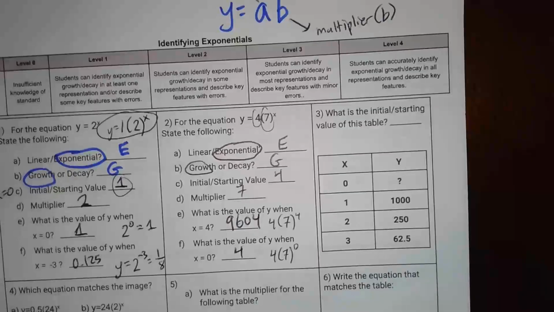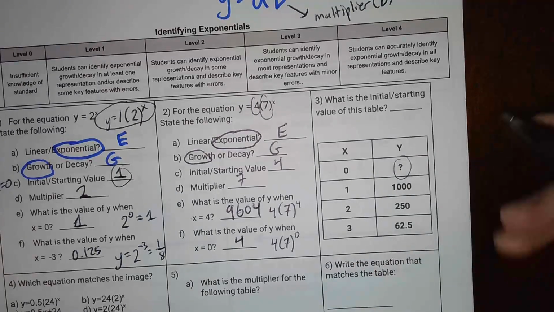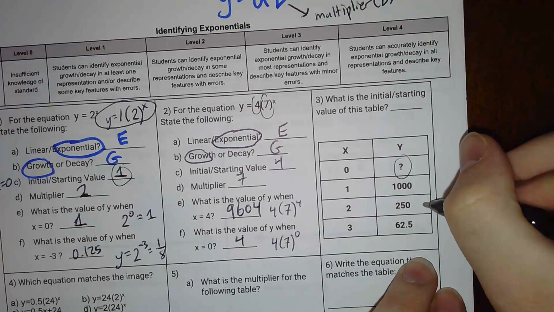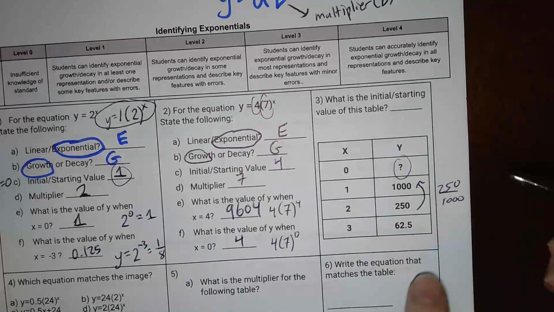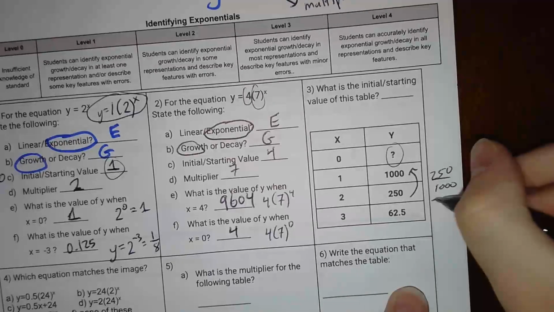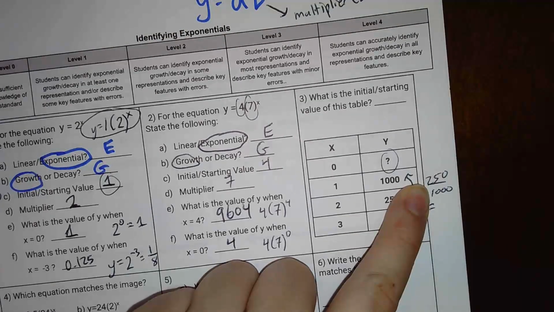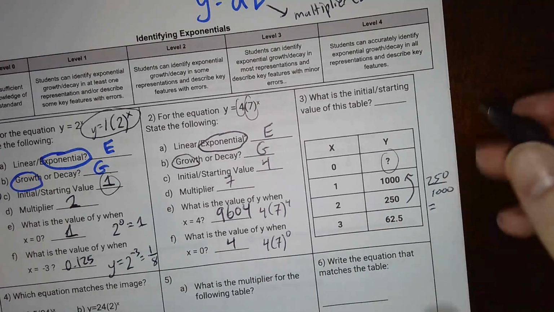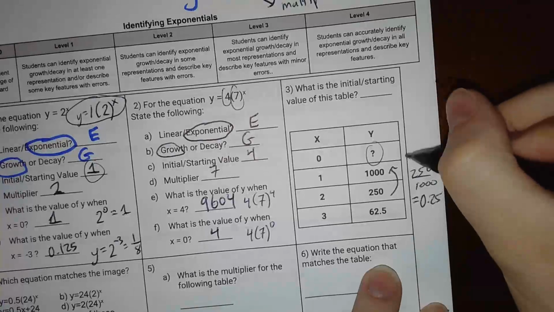Next up is number 3. What is the initial starting value of the table? So what number would start off? There is a trick to find your multiplier. You divide 250 by 1,000, or the number divided by the previous. What is 250 divided by 1,000? The answer is 0.25. So that means the multiplier is 0.25.